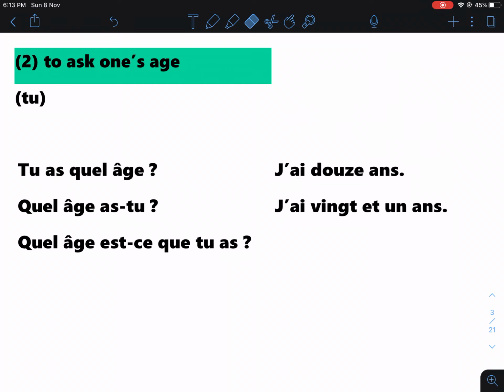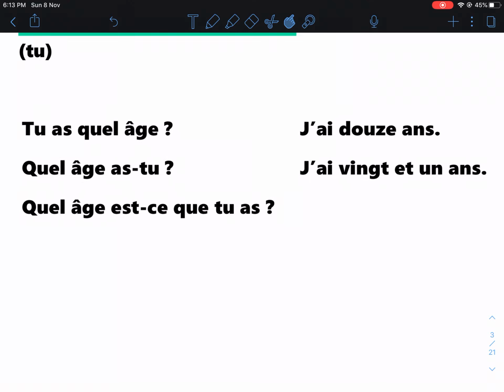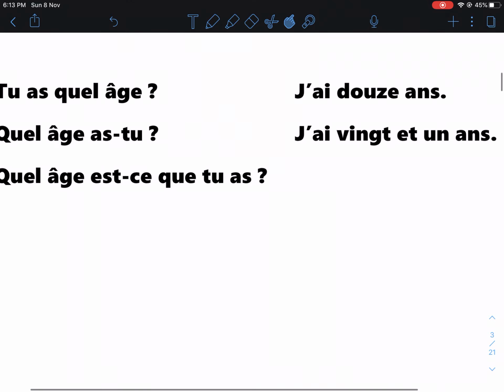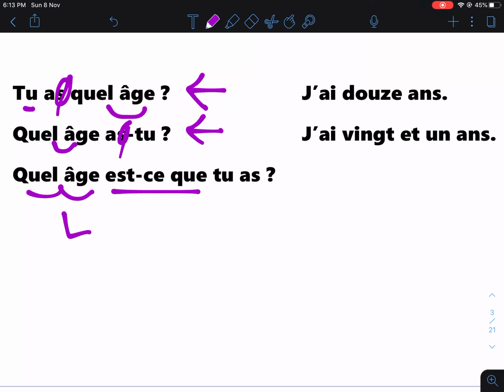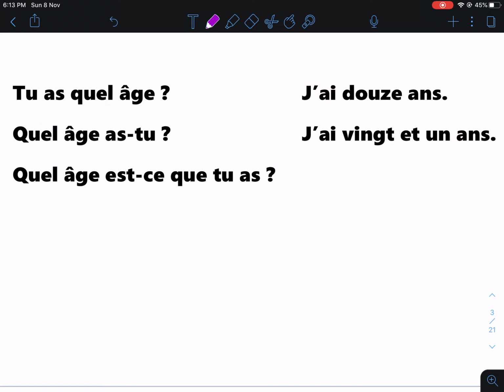You have the first one. Tu as quel âge? Tu as, S is silent. Quel âge? Liaison there. Tu as quel âge? Quel âge as-tu? Quel âge? Liaison there. Quel âge est-ce que tu as? I repeat that again. Right, you have tu as quel âge? Quel âge as-tu? Quel âge est-ce que tu as?